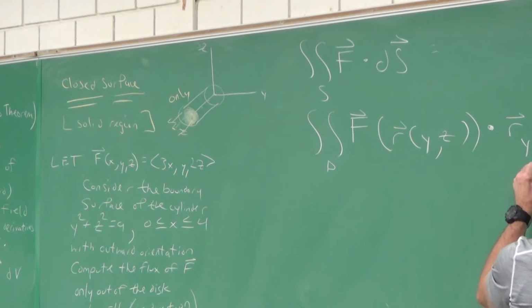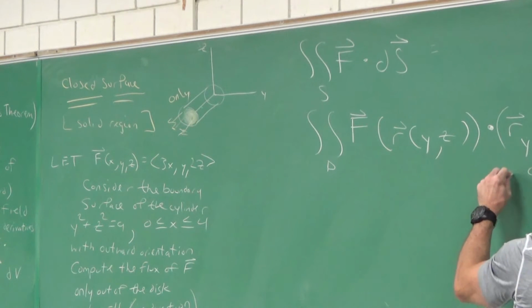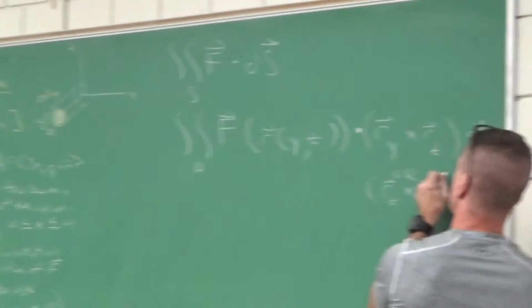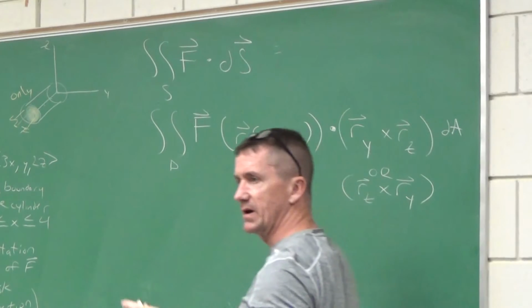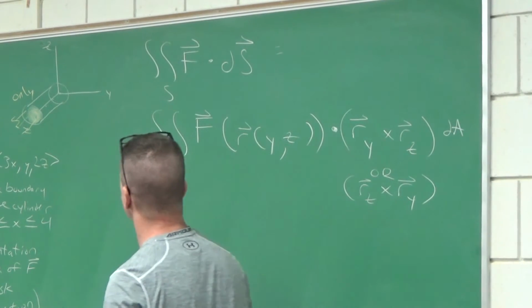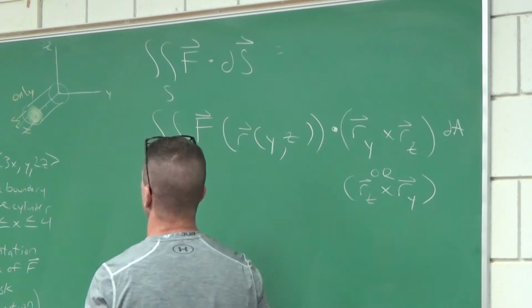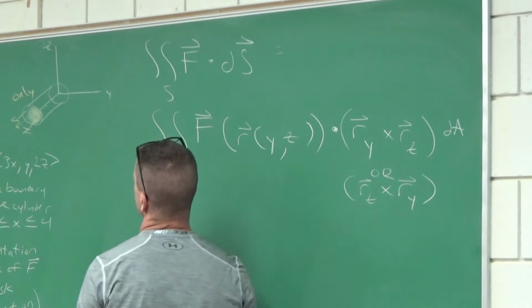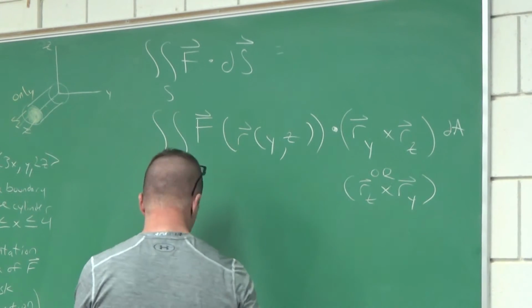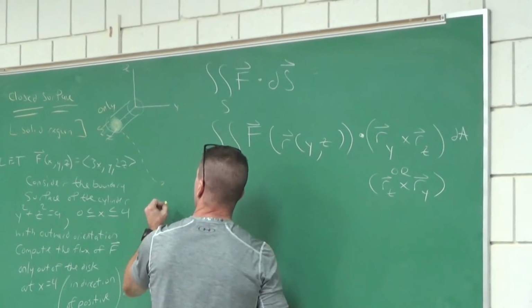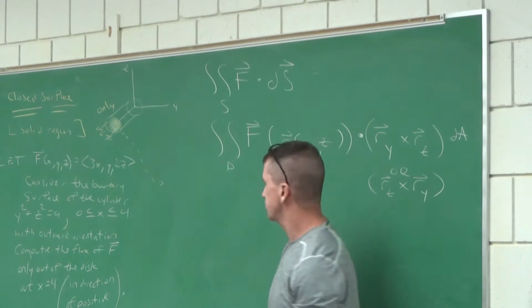Or maybe here we'll use r_z cross r_y. It depends. Which one do we want? We're going to use the one that gives us the outward orientation. Okay. So, I'll start out. I need the orientation coming outward. So the hardest part is parameterizing that surface. Let's parameterize that surface.